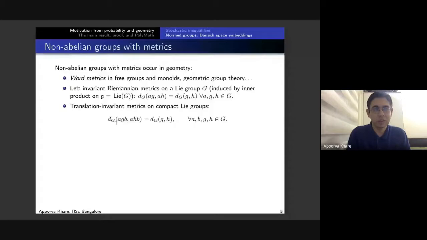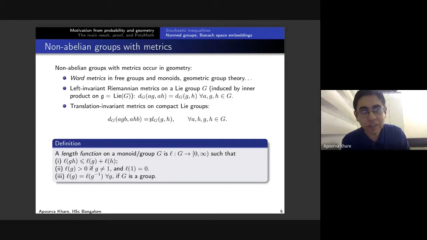Okay, so these were the examples I mentioned from geometry. But in geometry, one thing that one talks about is not really a left invariant metric. One talks about a length function occasionally, especially in geometric group theory. A length function on a group or a monoid is just a function which is subadditive: the length of g times h is less than the length of g plus the length of h. It is always positive for g not equal to 1, and of course it's 0 at 1.